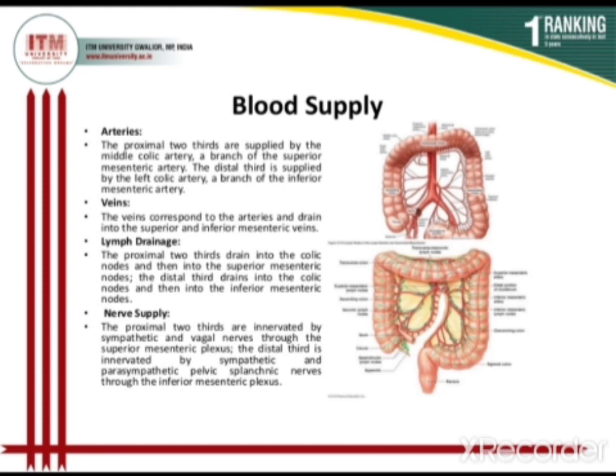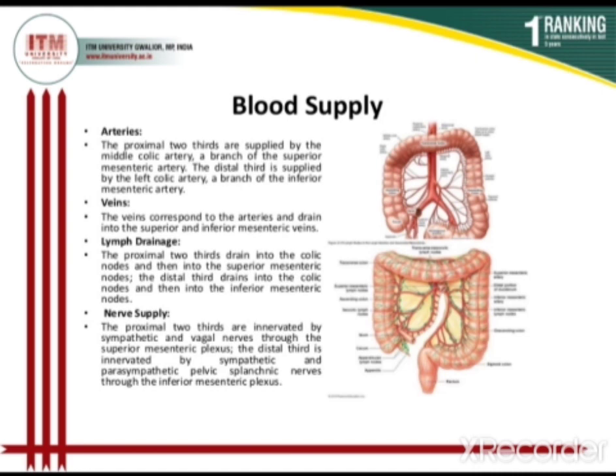The relations of the transverse colon: anteriorly, the greater omentum and the anterior abdominal wall, umbilical and hypogastric regions. Posteriorly, the second part of the duodenum, the head of the pancreas, and the coils of the jejunum and the ileum. Okay, so these are the various anterior and posterior relations of the transverse colon.